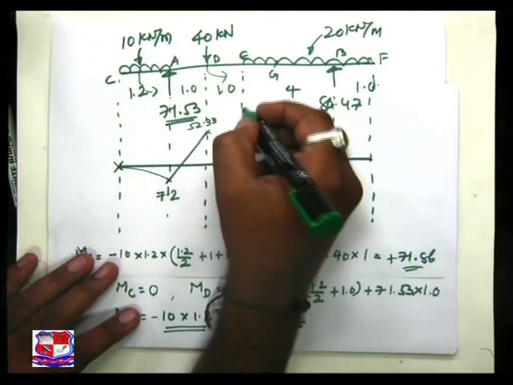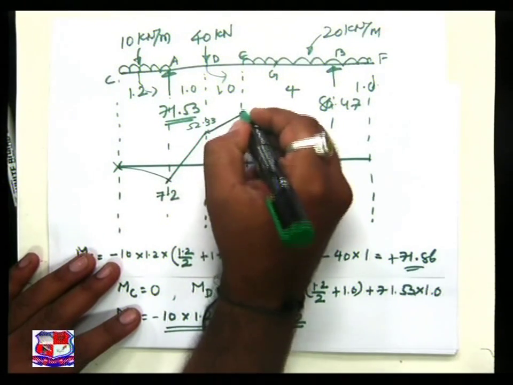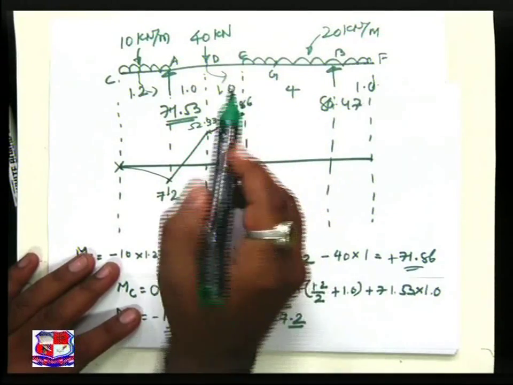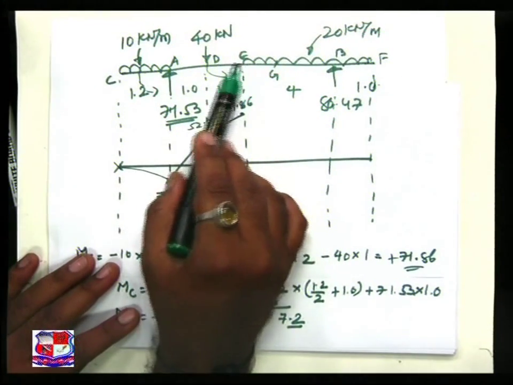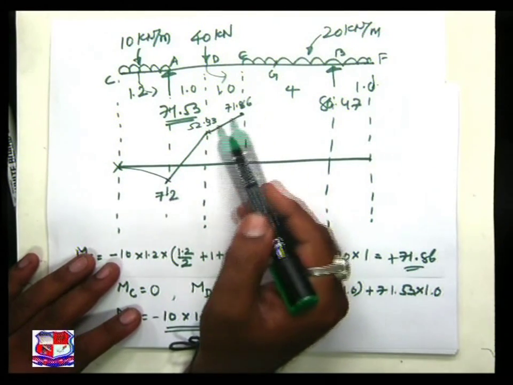So what I achieve over here is 71.86. Because between D and E there is not a single load, these 2 points have been joined by an inclined straight line.